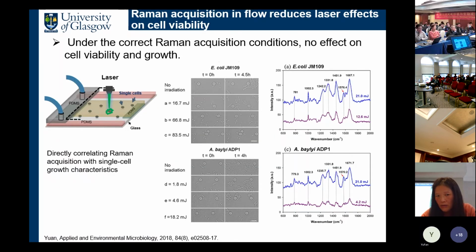And the advantage I also wanted to highlight is that, because the system is under flow, we can precisely control how long each cell is exposed to the laser, which means we can control the overall laser intensity delivered to each cell. And as you can see from the imaging here, if the intensity is too high, cells will die. The flow system has no detrimental effect on the cells, which means the cells we collected are viable.